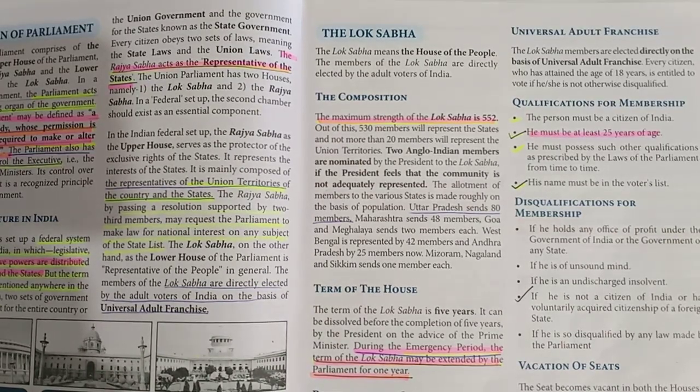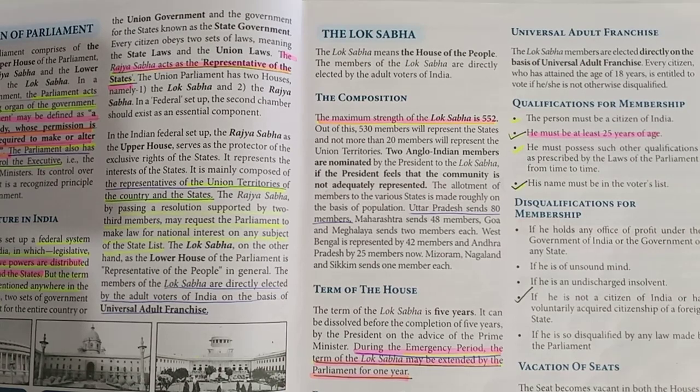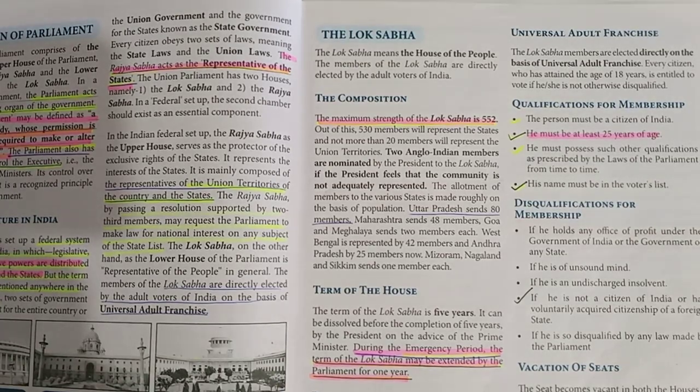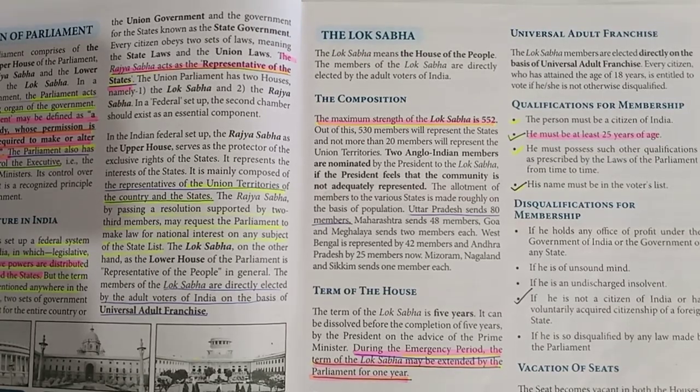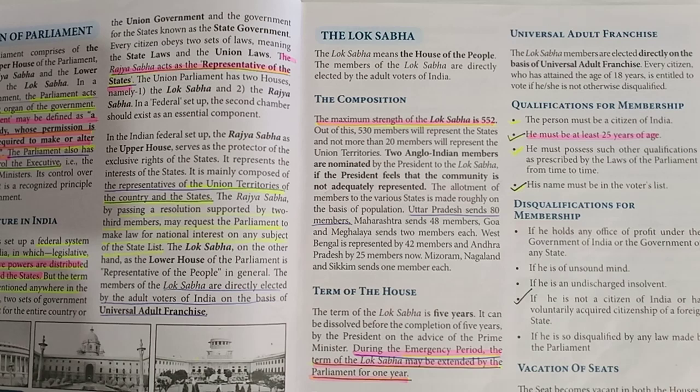The maximum strength of the Lok Sabha is 552 members, out of which 530 members will represent the states, and not more than 20 members will represent the union territories. There are different union territories, like Delhi and others, but only 20 members will represent the union territories, and 530 members will be elected by different states of India. And two Anglo-Indian members are nominated. Note this point: they are nominated by the President, not elected.